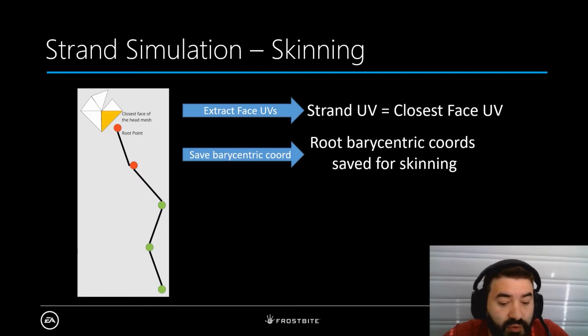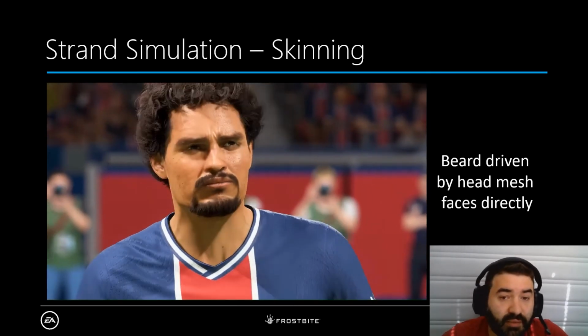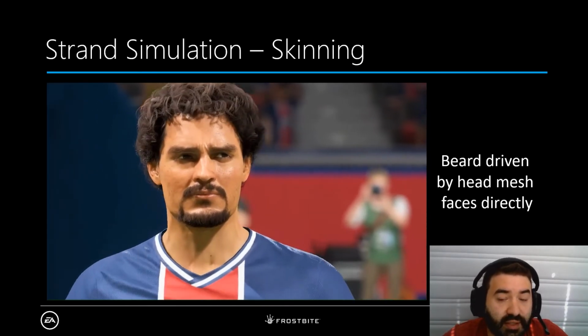The UVs will then be useful for numerous reasons. For instance, anything related to textures with regard to rendering, such as widening the hair rendering or finding colors to apply to the strands. At runtime, to do the actual skinning, we then simply replace our classic skinning shader with a displacement of the first segment of each strand at its barycentric coordinate on the displaced face. In the video behind me, you can see a beard using this skinning technique.